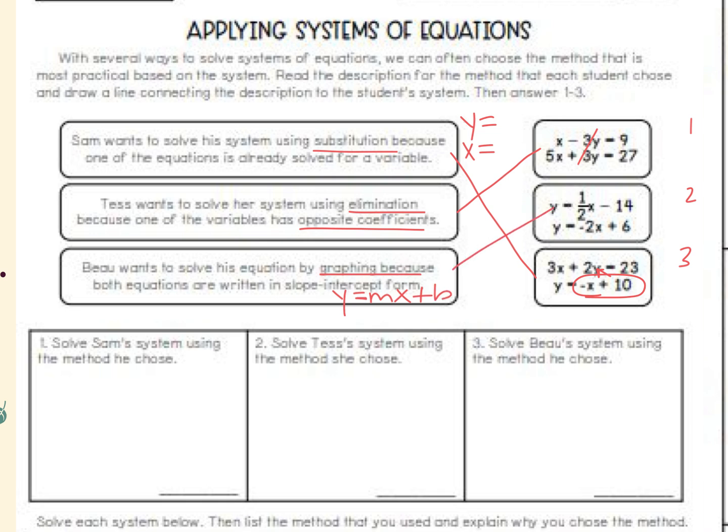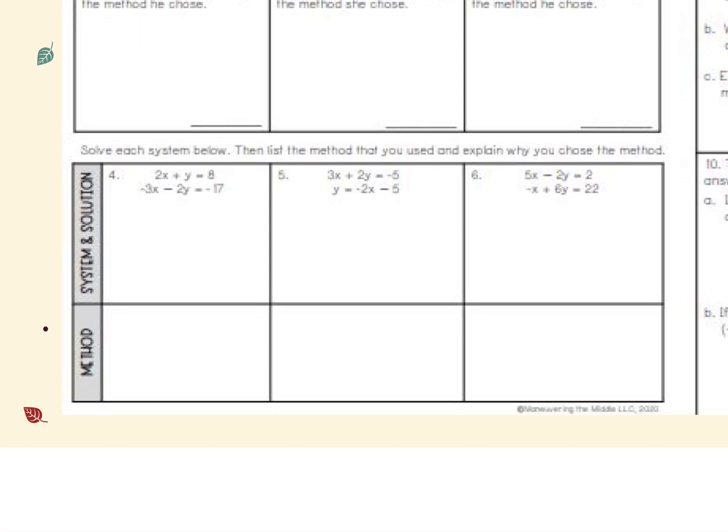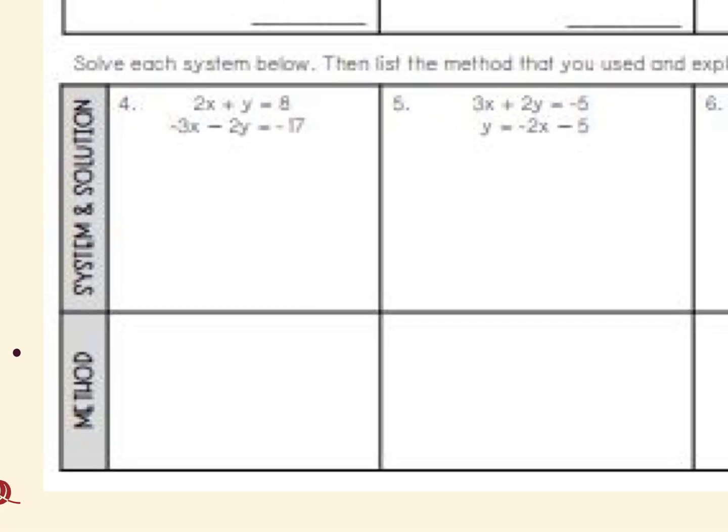So we're not actually going to solve those. We'll come down here and we'll do some solving. Sorry, this is a little bit grainy. Solve the system and list the method. All right, what do you think we should do on number 4?